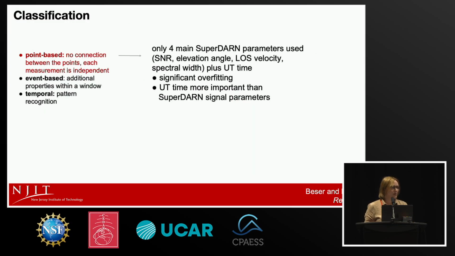For the point-based approach, we used 4 main SuperDARN parameters: the power, elevation angle, line-of-sight velocity, and spectral width, with the addition of UT time. Based on the results, UT time was more important than any of the SuperDARN parameters. So it is not a very good result for operations. Basically, you can just make a model that predicts that you detect a polar cap patch at a specific UT time.